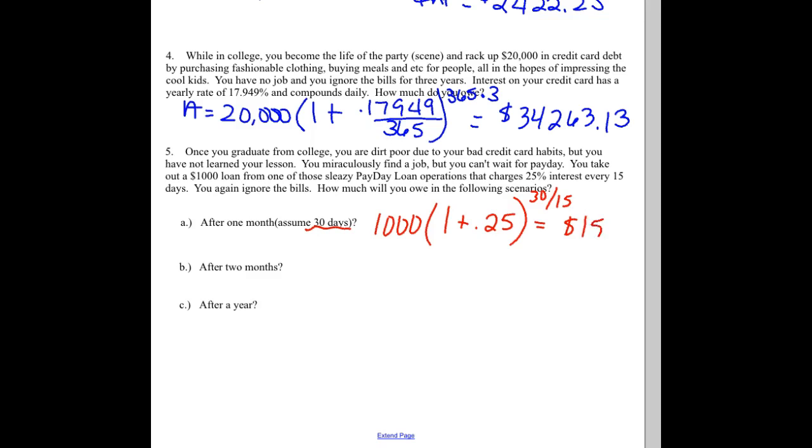Okay, $1,562.50. So we couldn't wait those couple days till we got our paycheck. We had to have that $1,000. So we borrowed it and then we kind of forgot. And a month later we go to pay it. We're paying an extra $562. Okay, and we only got $1,000 from them. What if we wait 2 months? What changes in our formula? Our 30 changes to 60.